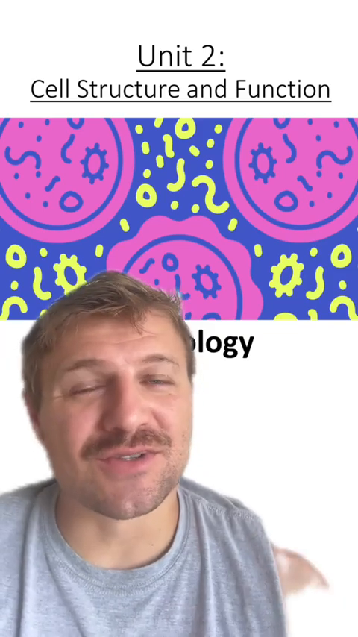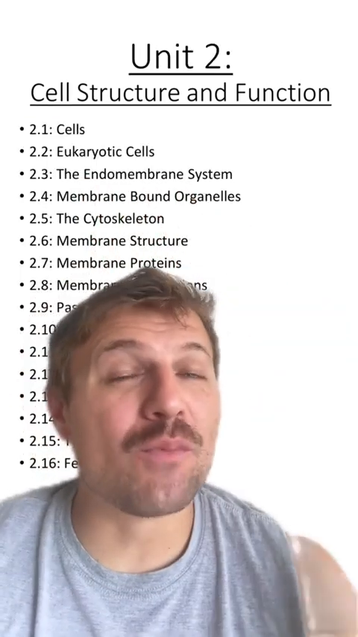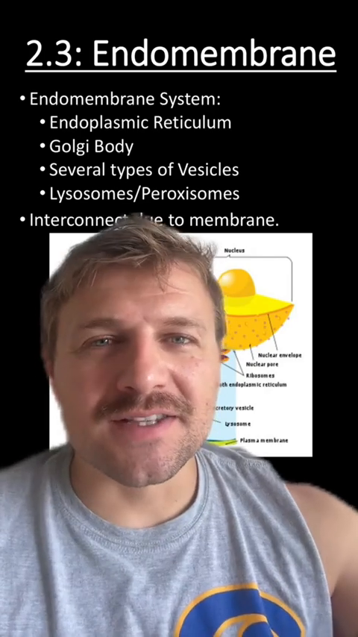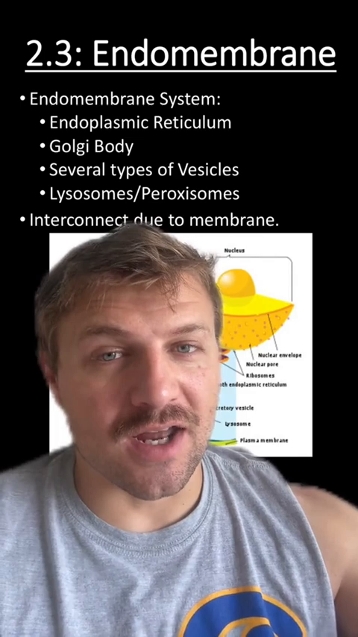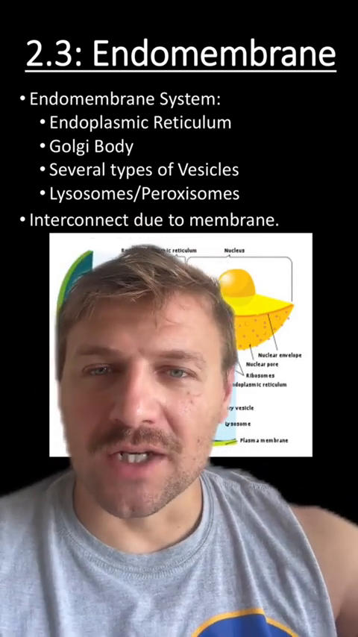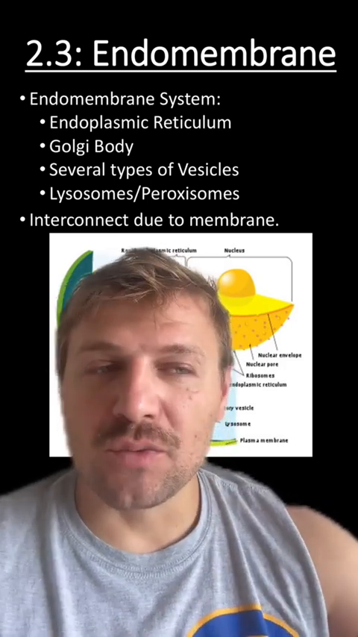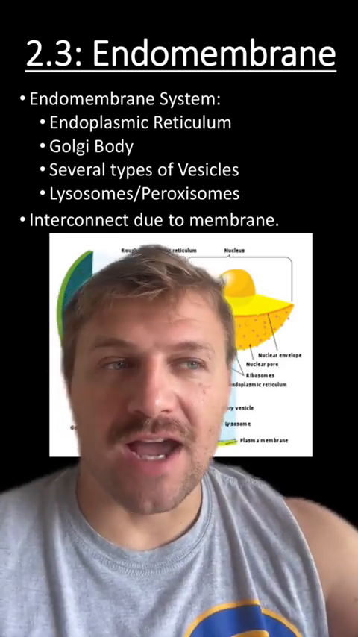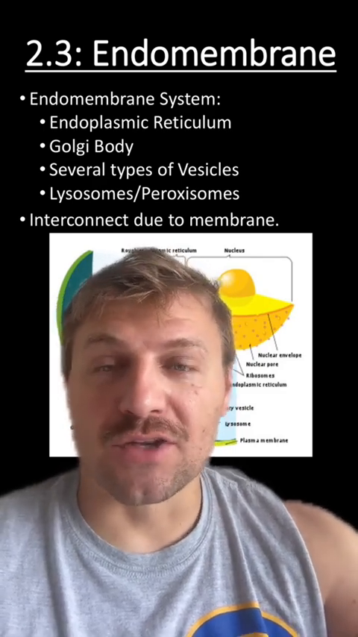Hello AP Biology students, let's go over the third section of Unit 2. In this section, we're covering something called the endomembrane system. The endomembrane system refers to the complex membrane-bound organelles we find in eukaryotic cells. So each of the following organelles I'm going to talk about in this section have their own membrane. In regular biology, we learn about all of these organelles and how they function independently, but in AP Biology, we're going to learn how all of these organelles work together.